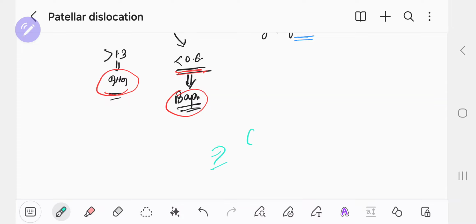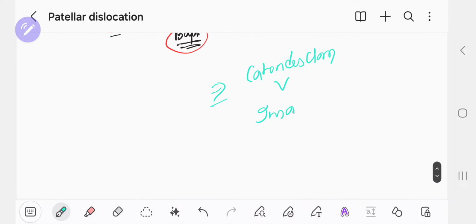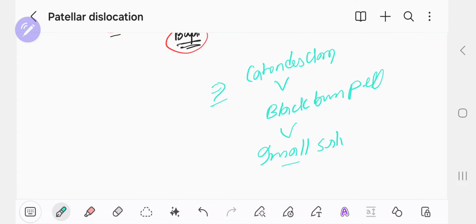So the best index is Caton-Deschamps ratio, followed by Blackburne-Peel ratio, followed by Insall-Salvati index. Thank you.